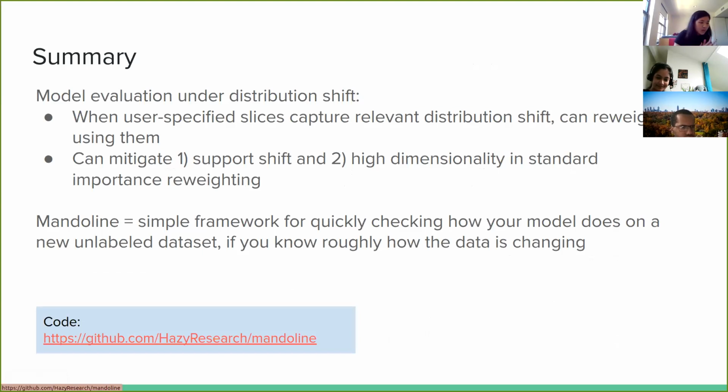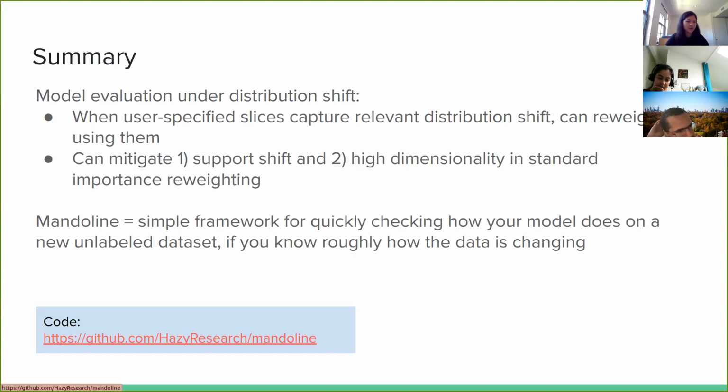Okay. And so to summarize, we presented this framework called Mandoline, in which reweighting based on relevant and shifting user-specified slices can allow for efficient model evaluation while bypassing classical problems in importance weighting. In short, we can see this as a simple framework for quickly checking how your model does on a new unlabeled data set, given that you know roughly how the data is changing. And once we have this monitoring step down in this pipeline, we can use this model evaluation to decide how to update and maintain your model.